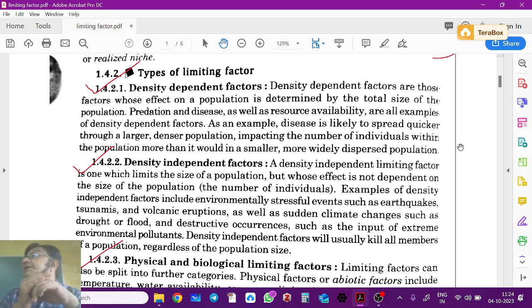Over there, sunlight was the limiting factor because you had a long canopy. Sunlight cannot get inside. That is going to stop the growth. Sunlight becomes the limiting factor. So what happened suddenly? A density independent factor happened. The college wanted to make a construction over there.